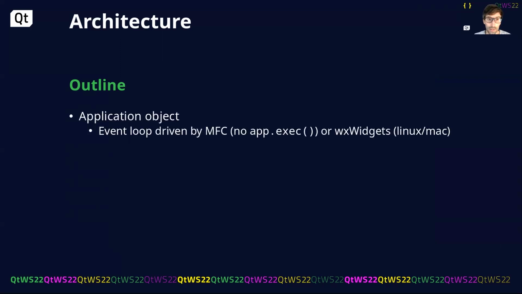So what do we need? We need an application object. We cannot call exec on it because we have an event loop. It's been tweaked. On Windows, it's driven by MFC with wxWidgets mixed in. On Linux and Mac, it's driven by wxWidgets. We cannot touch this. We have so many third-party applications, and some of them are really sensitive to the order that events come in. Some of them do custom things with event loops, so we cannot touch this. We just have to sneak Qt in there.